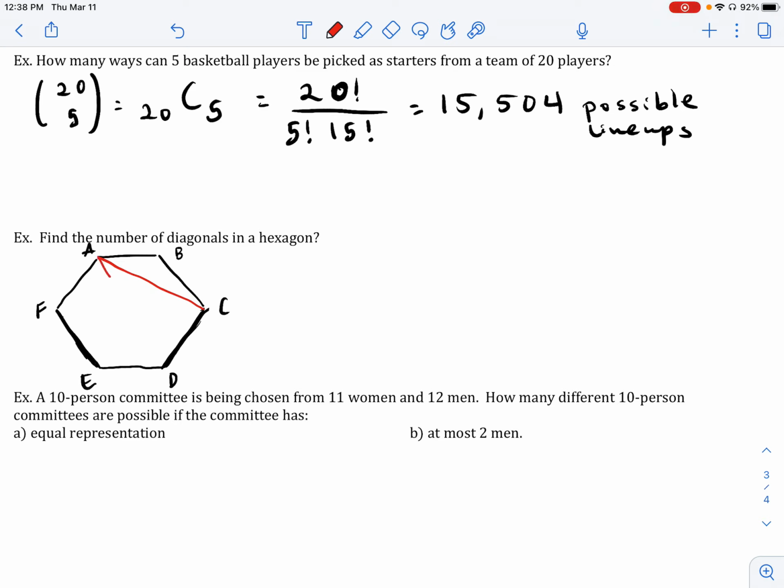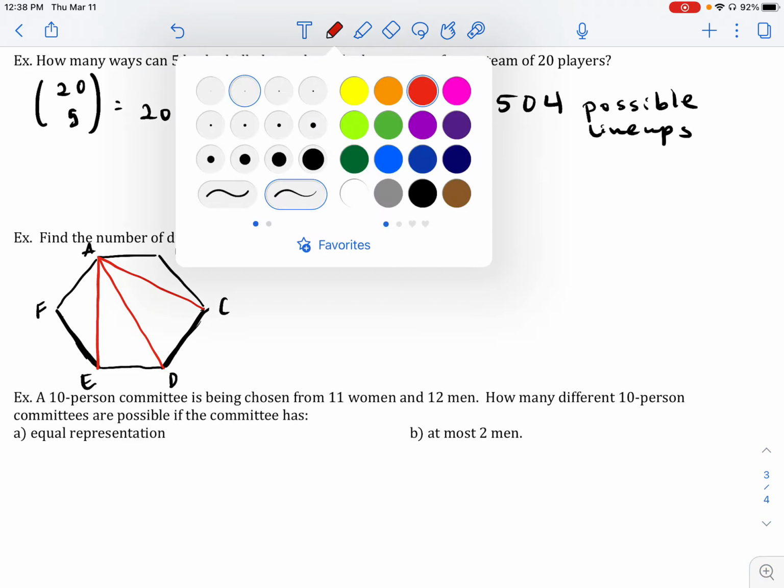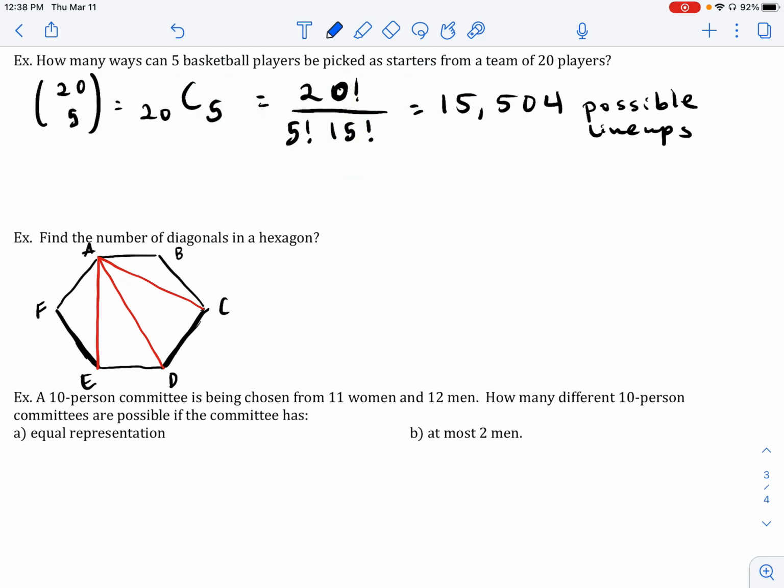Now, if we're trying to find the number of diagonals in this hexagon, what we're effectively referring to is the set of diagonals that can be drawn from vertex A. Now, if I select vertex B, I'm looking at the number of diagonals I can draw from B, which would give me this, this, and this. And we could keep going around.